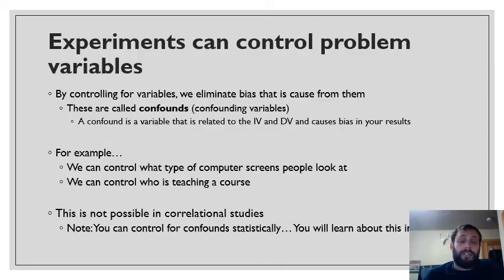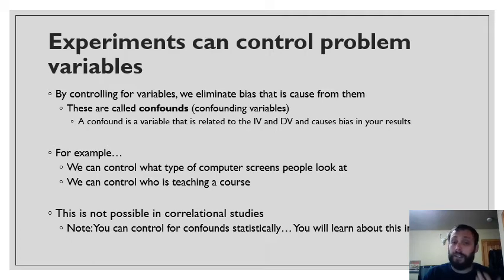The next aspect of experimental studies is that you can control for problem variables. By controlling for these variables, we eliminate the bias that comes from them. These variables that we're controlling for are often called confounds or confounding variables. So a confound is a variable that's related to the independent variable and the dependent variable and causes bias in your results. So for example, we can control for what type of computer screens people look at.